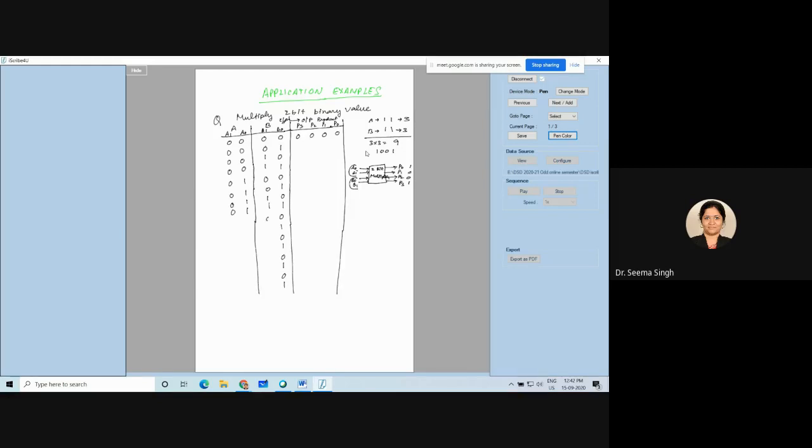Same way, 00, 11, 00, 11 again. Then 4 times 0, 4 times 1 over. Again, I will have to write 4 times 0 and 4 times 1. And here 8 times 0 is already over, so we will write 8 times 1 later. So this completes my input side of the truth table.